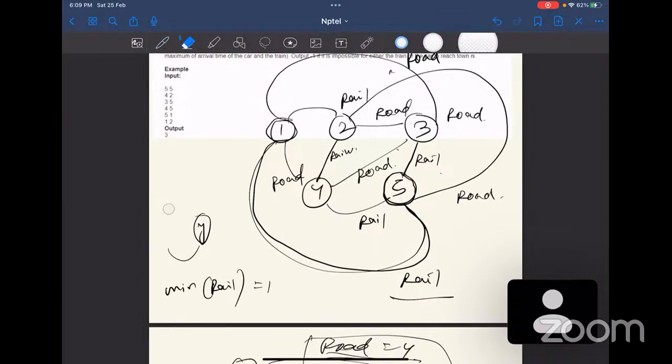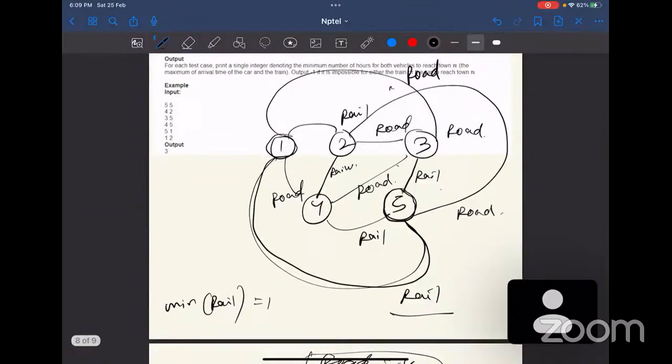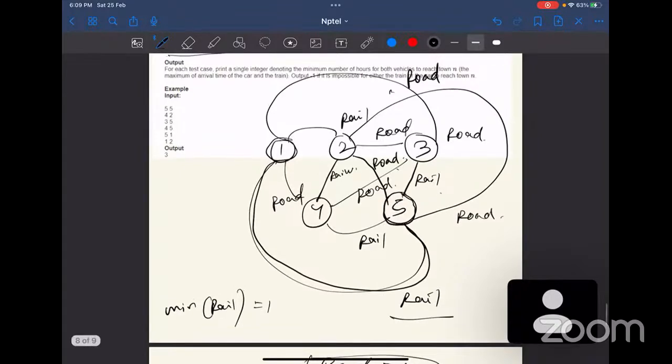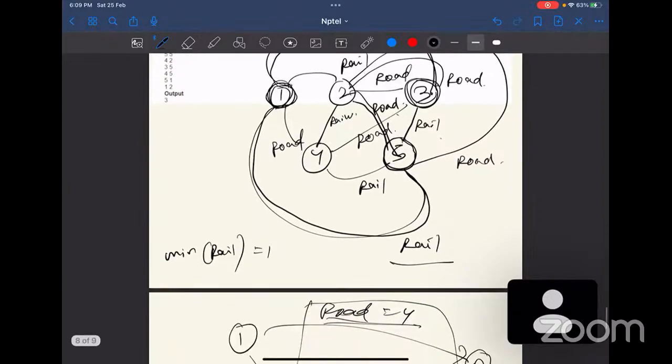That is trivial. Now, if we want to talk about road, what is the minimum time taken by road? We also have 2 and 5 connected by a road. So from 1 we can go to 3, from 3 we can go to 2, and from 2 we can go to 5. So the minimum time taken by the car to travel through roads is 3, and we want to output the maximum of these. The maximum of these is 3, so that is why the answer is 3.